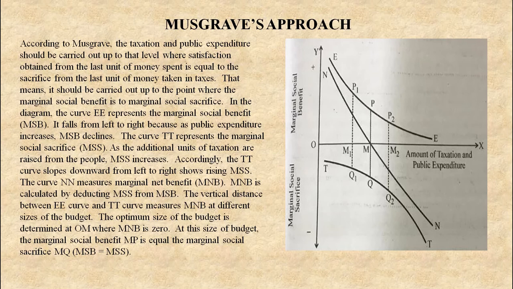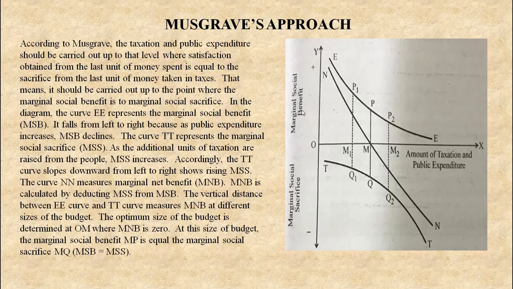According to Musgrave, taxation and public expenditure should be carried out up to that level where the satisfaction obtained from the last unit of money spent is equal to the sacrifice from the last unit of money taken in taxes. That means it should be carried out up to that point where the marginal social benefit is equal to marginal social sacrifice. Now we will see in the diagram.